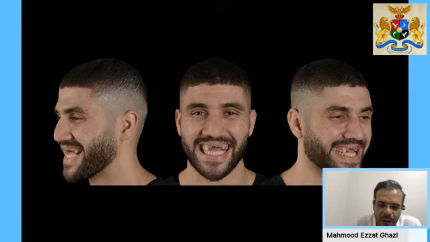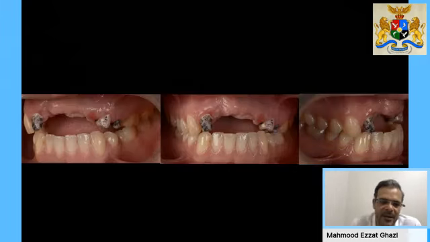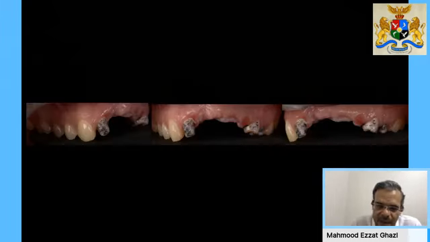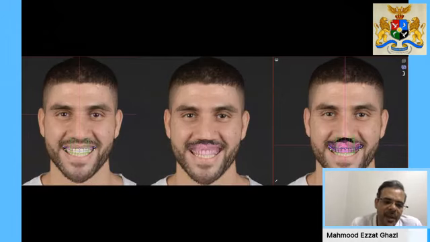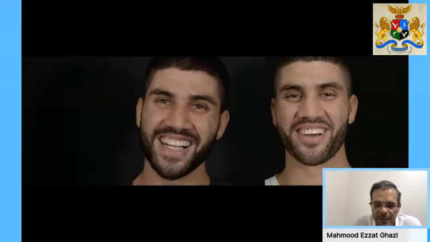Now you can see after we removed the bridge, the amount of defect that we had, a huge defect. So we started doing the smile design once more, according to the smile design, where my new gingival curve is going to be, where my new papilla curve is going to be. And from there, we could start to visualize where our deficiencies are.